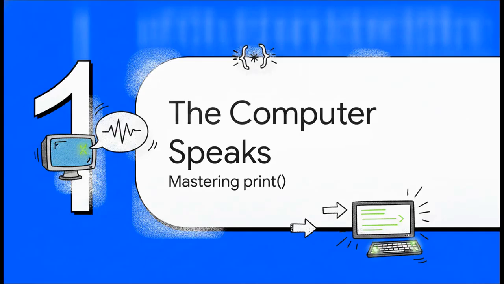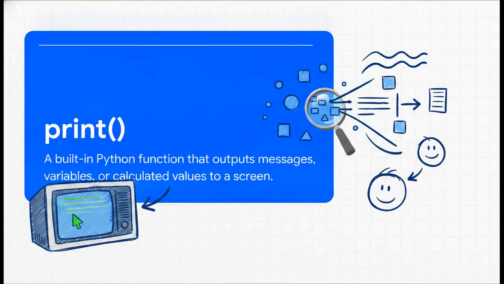All right, section 1. The computer speaks. Let's master the print function, which is really how a computer articulates its very first word to the outside world. Now, the crucial point here is that the print function is the literal voice of your program. It converts raw data into a nice, readable format for you.